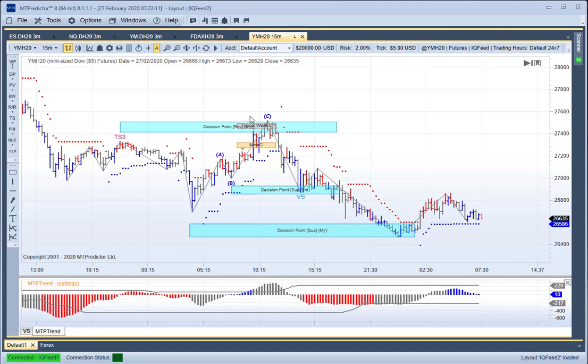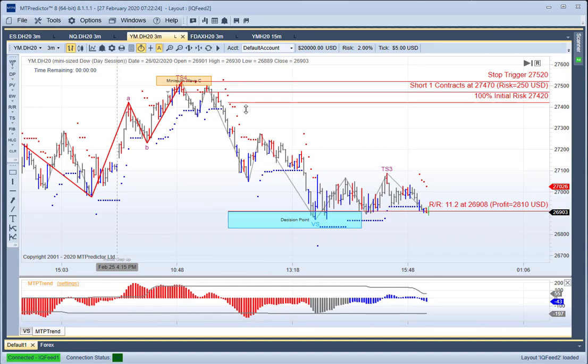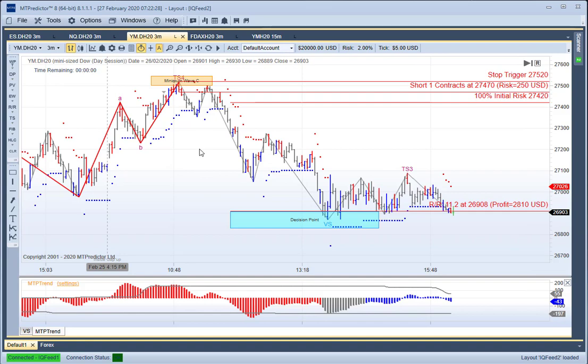But the main point is that, yes, there was higher time frame DP resistance and also a nice Elliott Wave pattern at the same time, on the 24-hour chart, that we had this TS4 sell on the day session only chart. So there was everything coming together there at the same time.